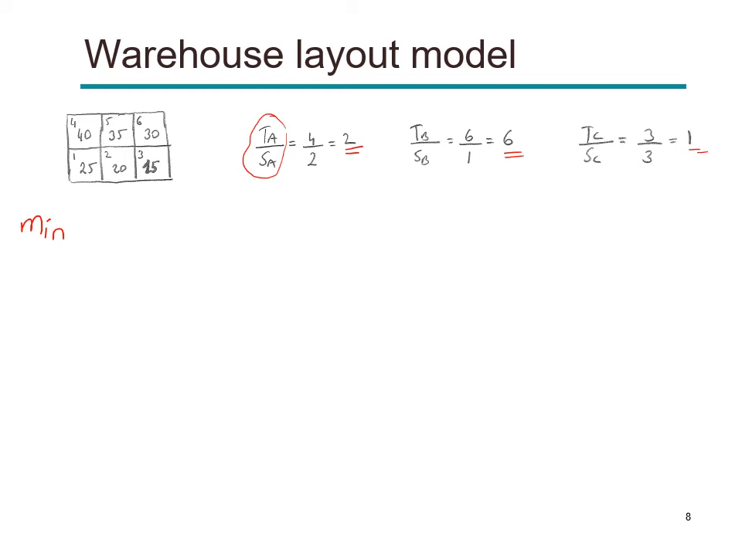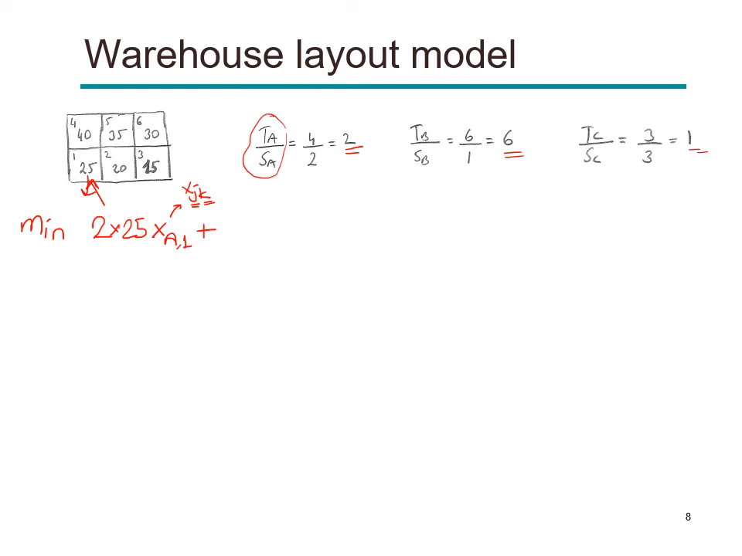For the first product, we have Ta divided by Sa, which is 2, and this is multiplied by F1, which is 25, and this is multiplied by Xa1. Why is this Xa1? It is Xjk if A is assigned to storage location 1, if it's assigned to the first location.